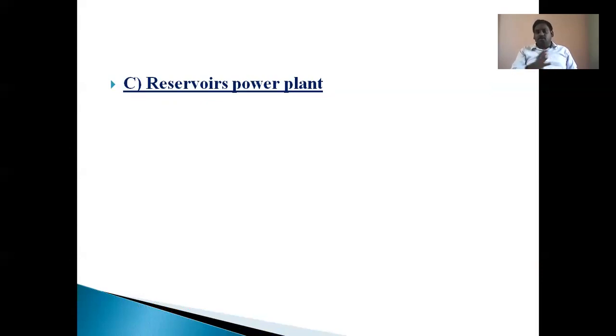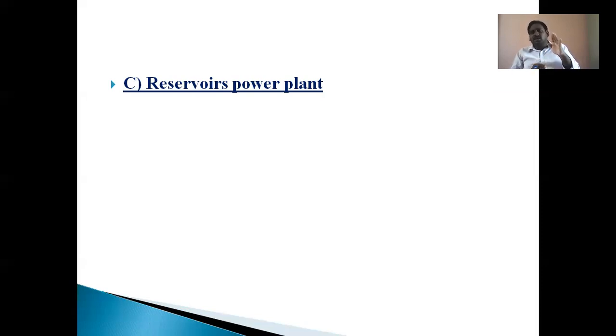So next one is reservoir type of power plants. In our world, most of the power plants are reservoir type of power plants. Why are we using reservoirs? In a reservoir, the water storage area is more, and we want to create more potential energy of water, or the height of water, by constructing dams. The dams are constructed only with the possibility of reservoirs. That's why a reservoir is required. All hydroelectric power plants are of the reservoir type.